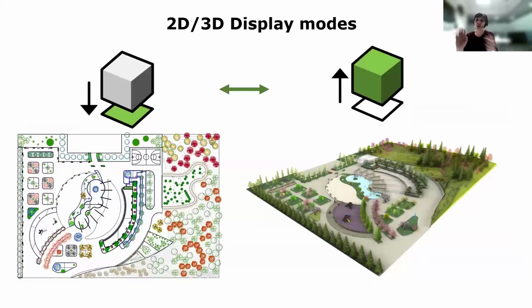You can shift between 2D and 3D easily just by one click. So in 2D, there are specific blocks that are used for 2D design, and in 3D, they convert to a 3D realistic model.